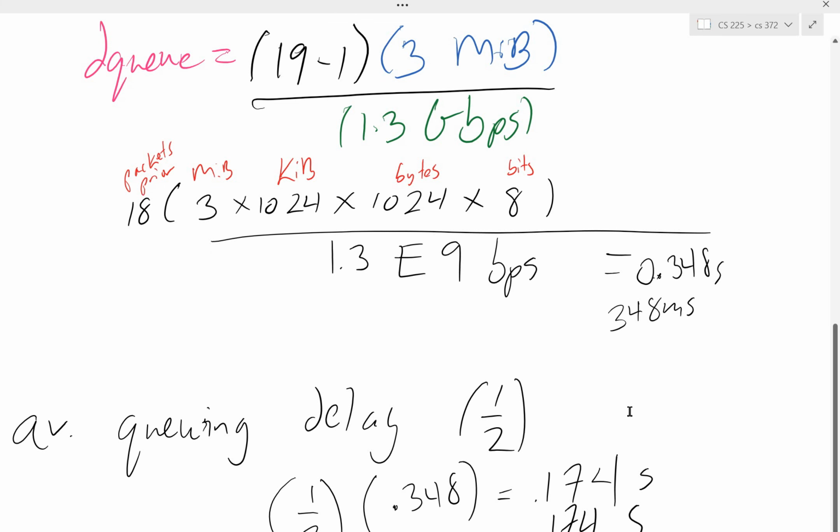And simply enough, the average queuing delay is just taking half of this answer in either seconds or milliseconds, and that turns out to be 0.174 seconds, or in milliseconds, 174 milliseconds.